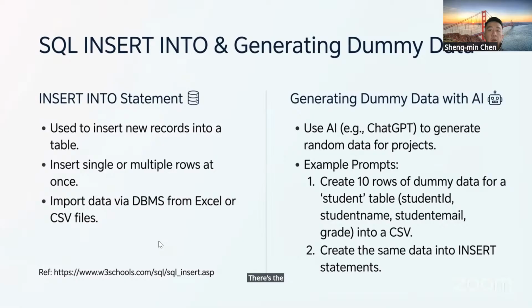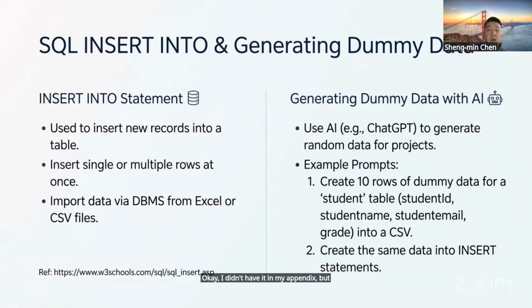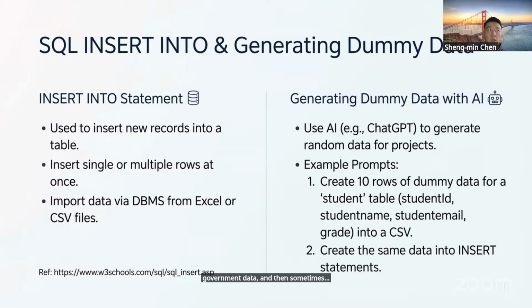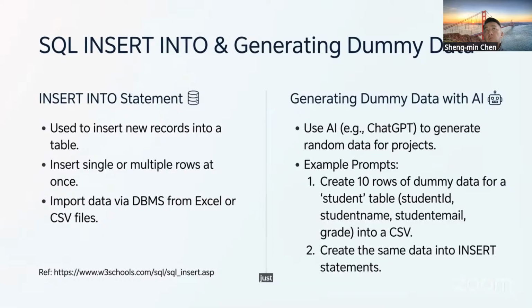Now, there's a website called data.gov, I believe. Let me see. I didn't have it in my appendix, but data.gov is actually public data of United States government data. And sometimes they have CSV files or already some database type or text file that you could use if it's just what you may need, like just names and addresses, and some emails and so on, the public information.